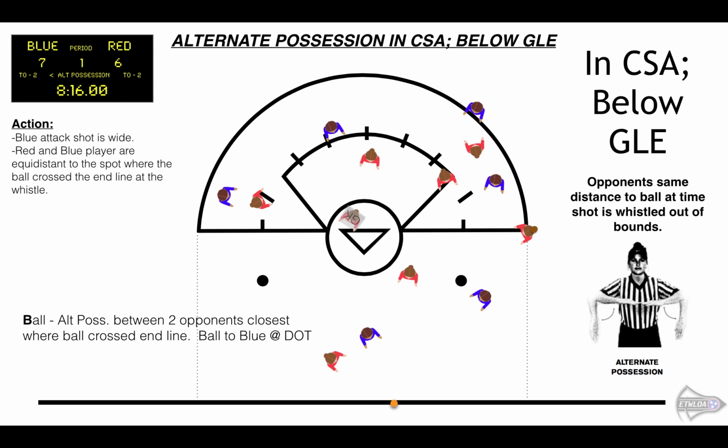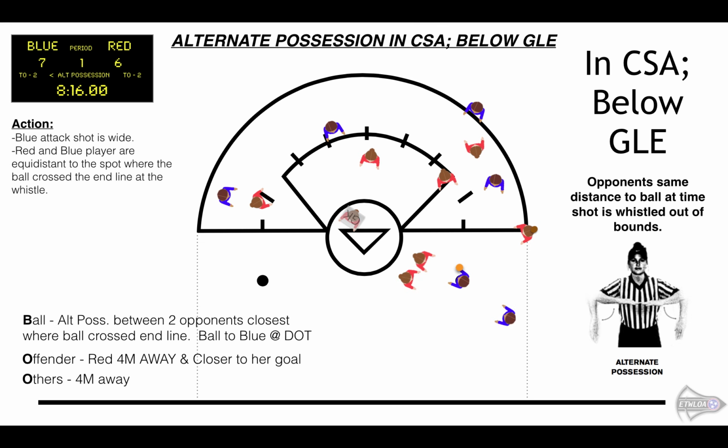Here we'll grant the ball. We'll do our alternate possession signal and grant the ball to the blue team, who has the alternate possession arrow. We'll administer this at the closest dot. The opponent of the ball handler now will be 4 away and closer to her goal, similar to how we set it up outside the CSA. We're just at the dot now, and all others will be 4 away from the ball. So that's how we'll set it up before we restart.